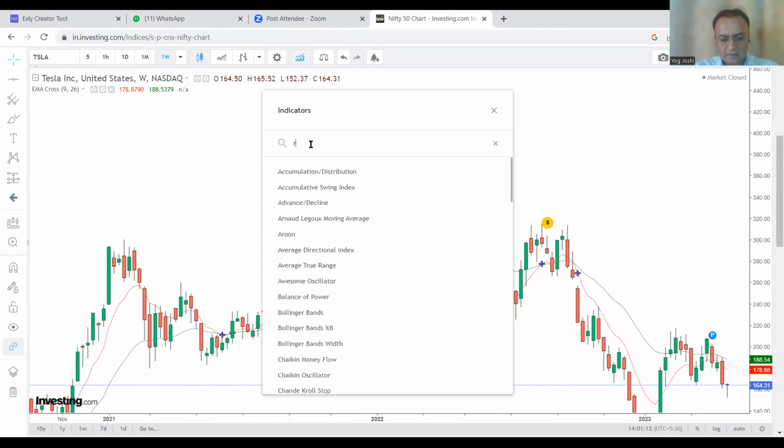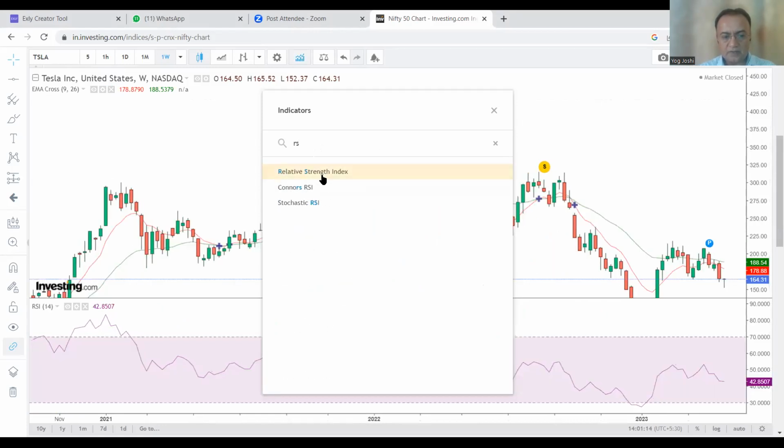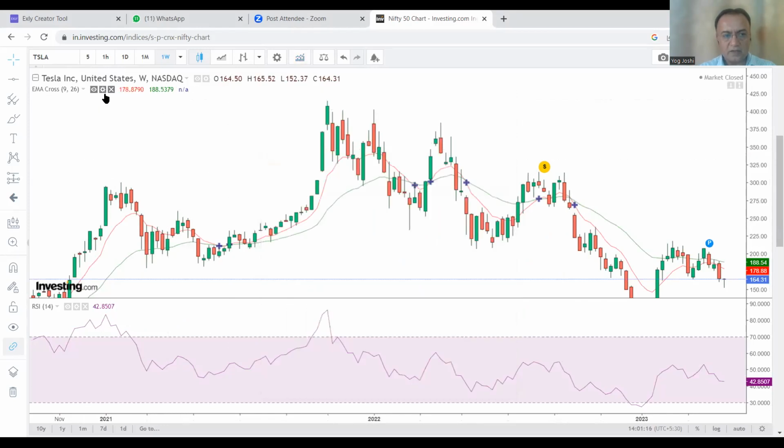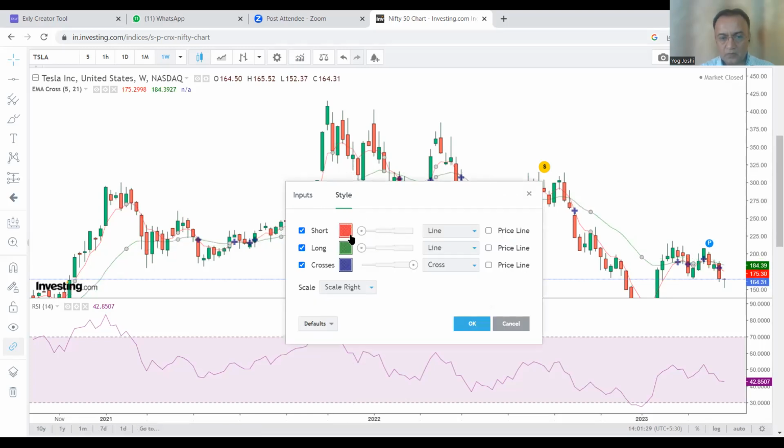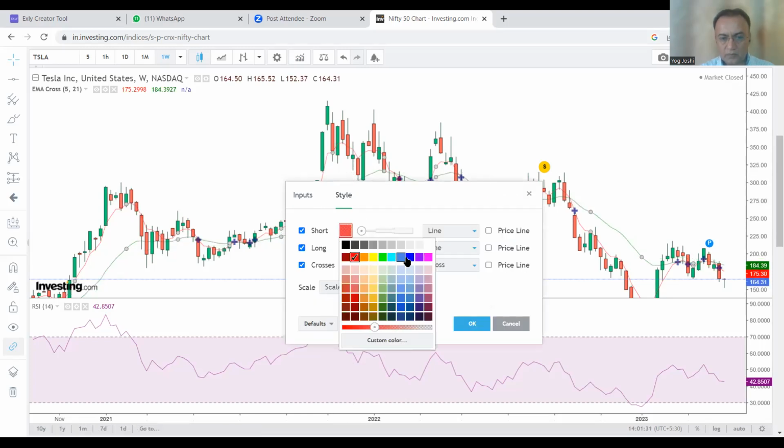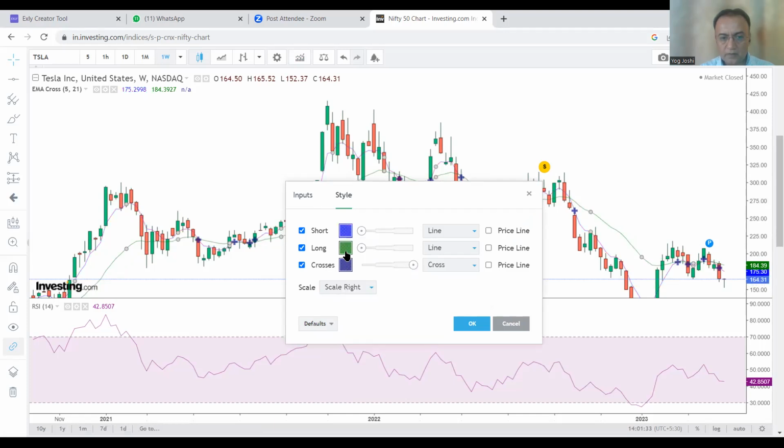And I am applying RSI now. RSI is known as the relative strength index. I'm going into the settings part. Replace 9 with 5 and 26 with 21. The short will be blue and the long will be red.